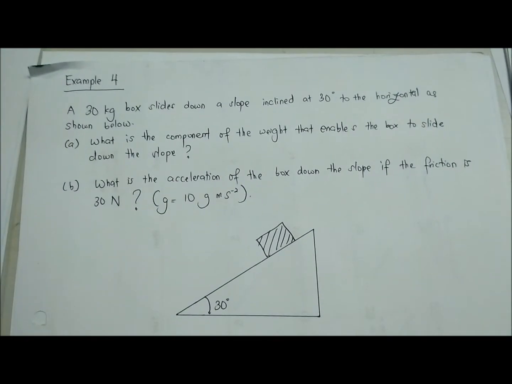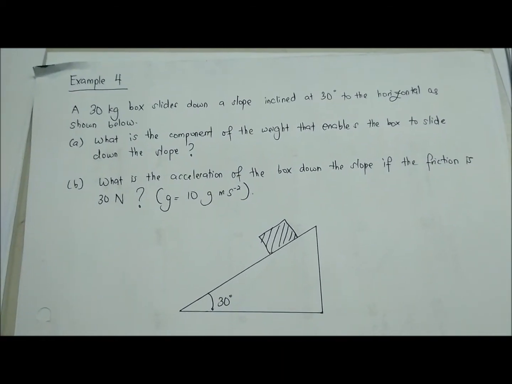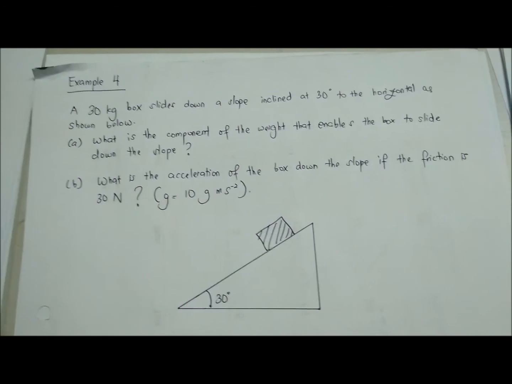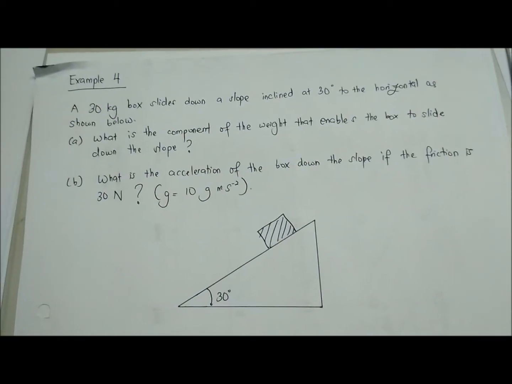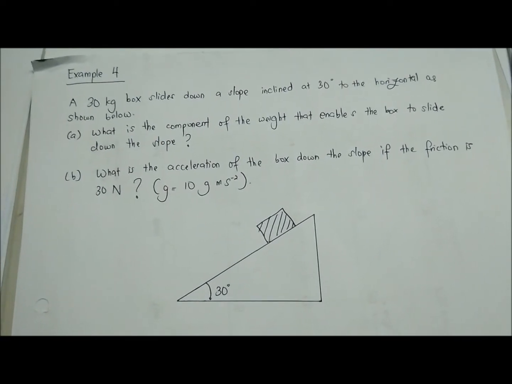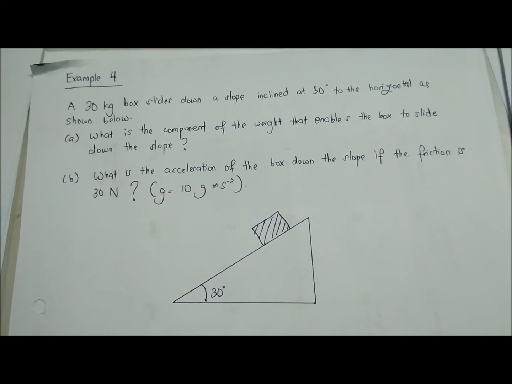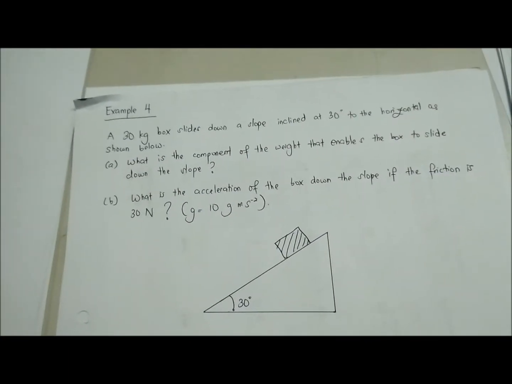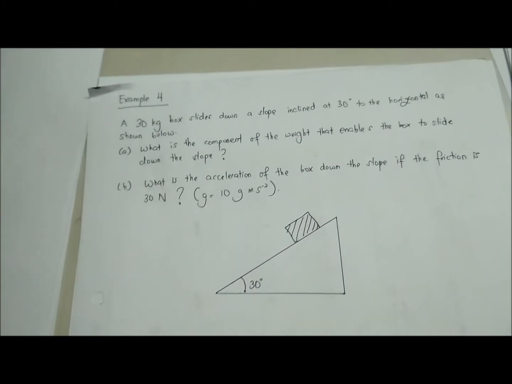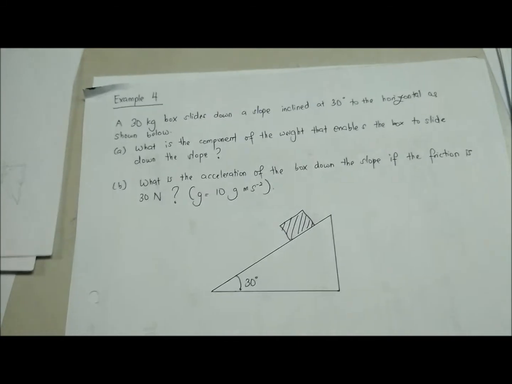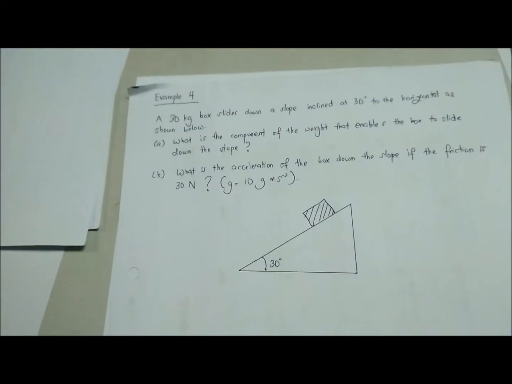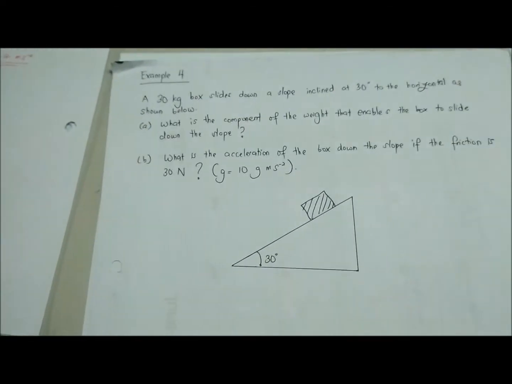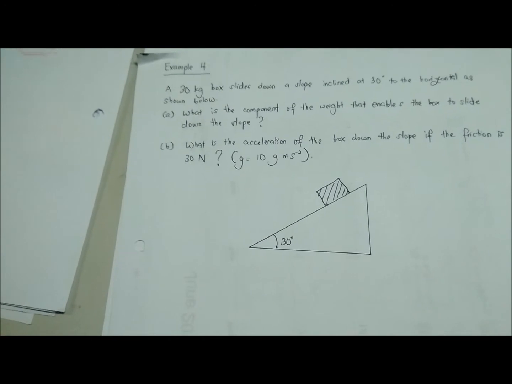Example 4. A 30 kilogram box slides down a slope inclined at 30 degrees to the horizontal as shown below. A, what is the component of the weight that enables the box to slide down the slope? And B, what is the acceleration of the box down the slope if the friction is 30 Newton, given that gravitational acceleration is 10 meter per second square.